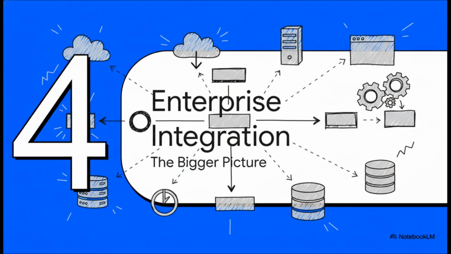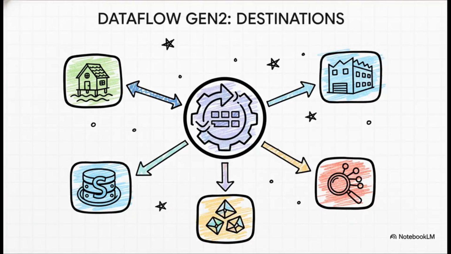A data flow almost never lives on an island by itself. A really good architect knows how it fits into the rest of the company's systems. So let's talk about how Dataflow Gen 2 plays with others in the bigger picture. First off, you need to know where you can send your processed data. Dataflow Gen 2 is super flexible.